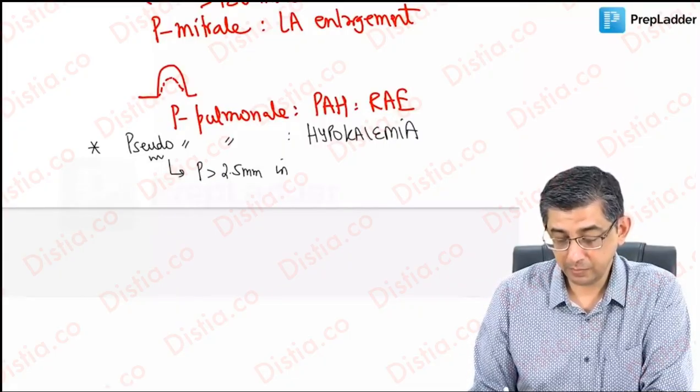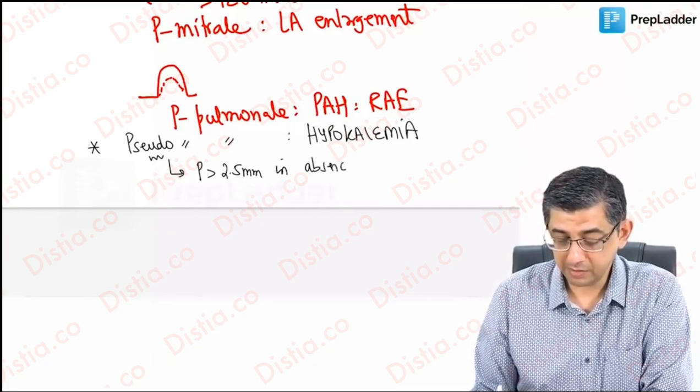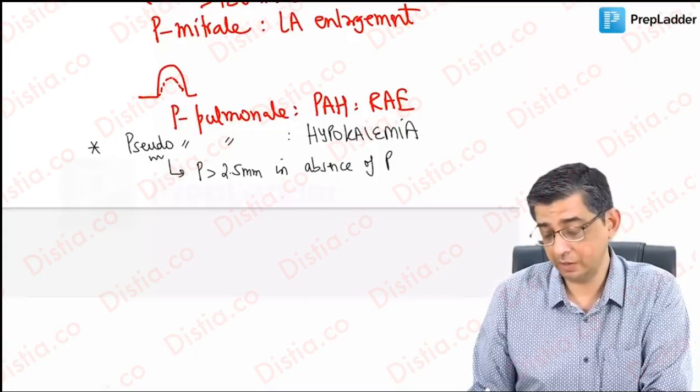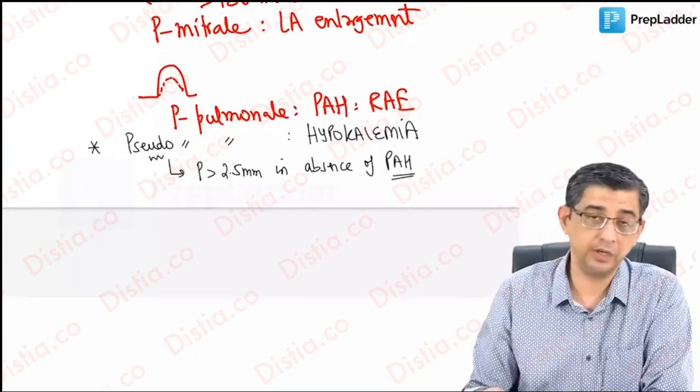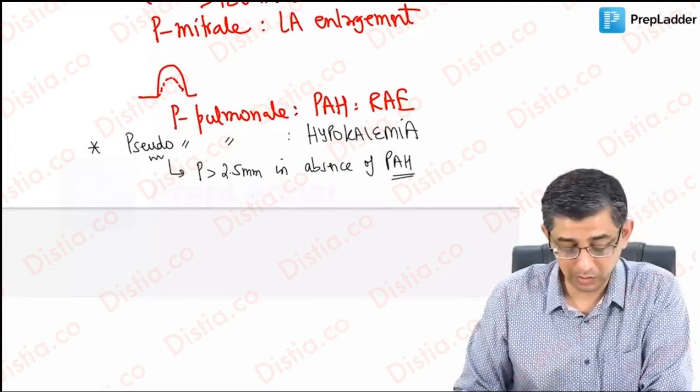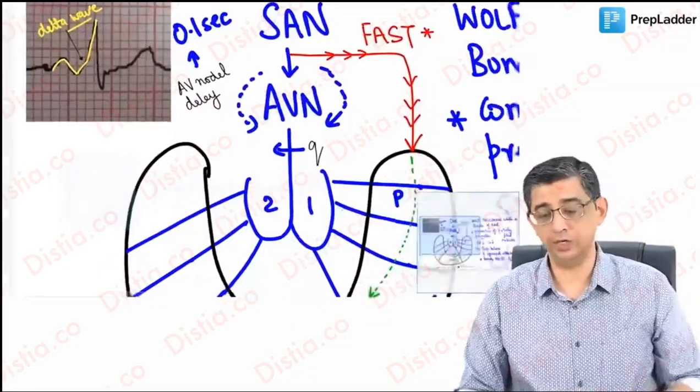In the absence of pulmonary artery hypertension, I repeat my statement once again, guys. The meaning of this word would be that there is no pulmonary artery hypertension and still the vertical height is increased. That is why the word pseudo is used. So these are two accessory issues that I wanted you to remember.